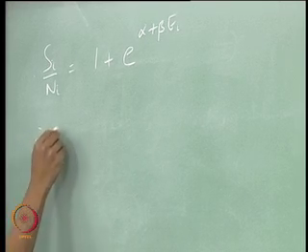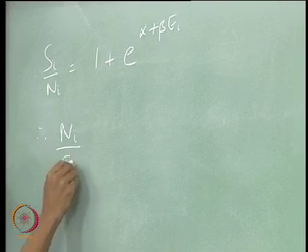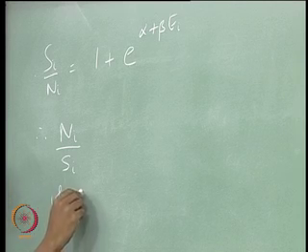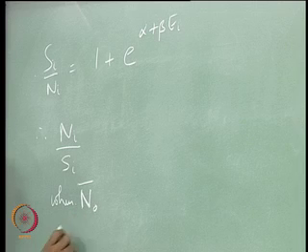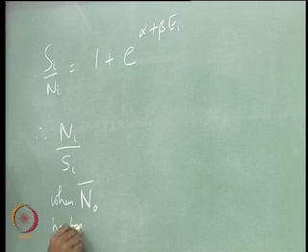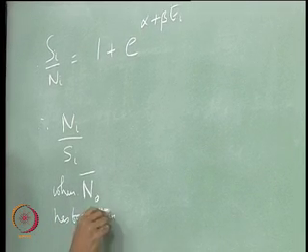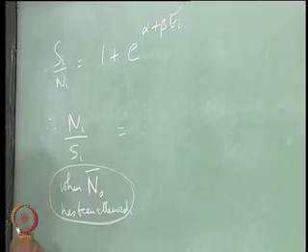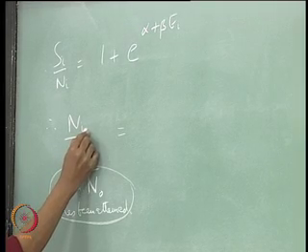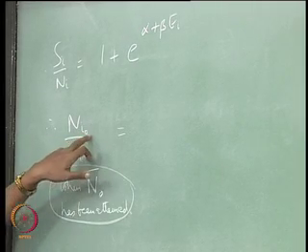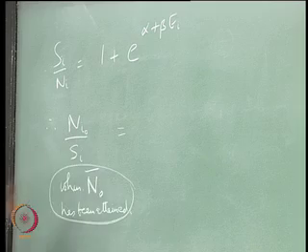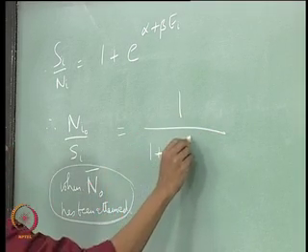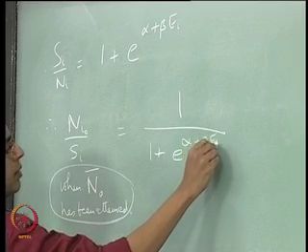Therefore Ni by Si, when n bar 0 has been attained, we can in fact designate now by Ni 0, subscript 0, indicating that we have reached the maximum possible distribution. It is not some arbitrary distribution, it is simply 1 over 1 plus e power alpha plus beta Ei.